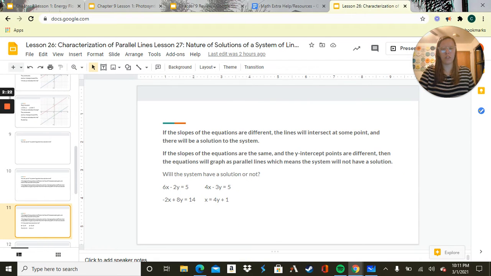So, will the system have a solution? Yes, for the first equation. This is the first system. Now let's look at the second.